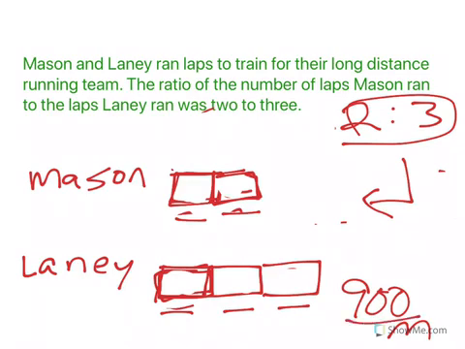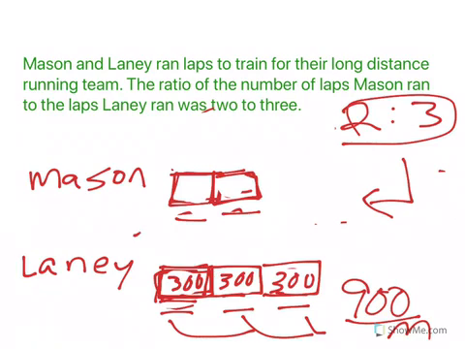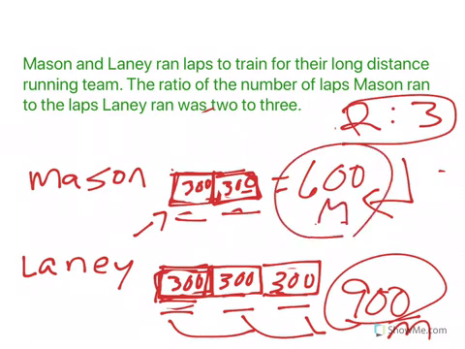Well, I've got to take that 900 meters and divide it into 3 sections. Well, 900 divided by 3 is going to give us 300. So I'm going to put 300 in each. You can double check it. 300, 600, 900. All right, we're good to go. So how far did Mason run? Well, Mason ran a 2 to 3 ratio. Laney ran 900 meters. I know each section of my tape diagram is 300, so I can fill in the same thing for Mason. 300 and 300 would give us 600 meters.